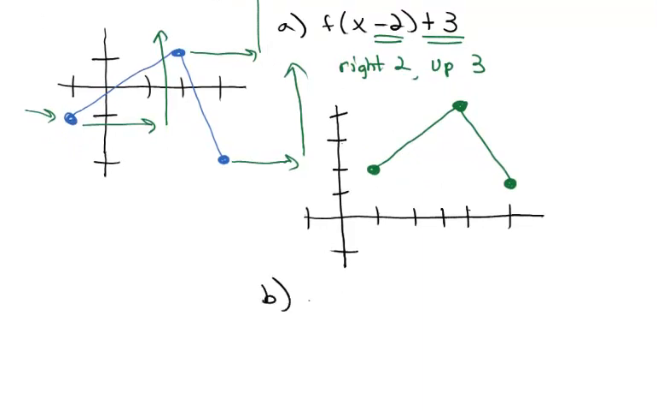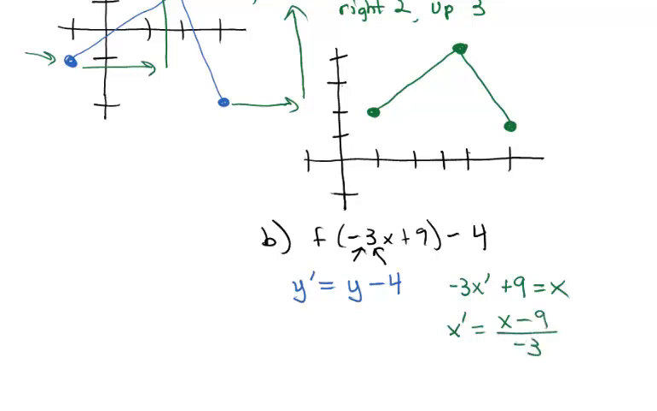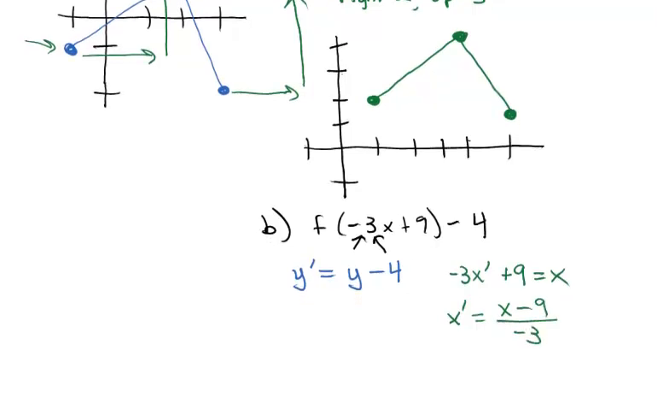Let's try another one. Let's do f of negative 3x plus 9 minus 4. And this time, because we've got that multiplying by negative 3, let's use the other method. The other method says the new y, the y prime, is equal to the entire function y minus 4 on the outside. And the new x, x prime, is inside the function, so negative 3x prime plus 9 is going to equal the old x. So x prime equals, we'll subtract 9 and divide by negative 3 to get the new x values.